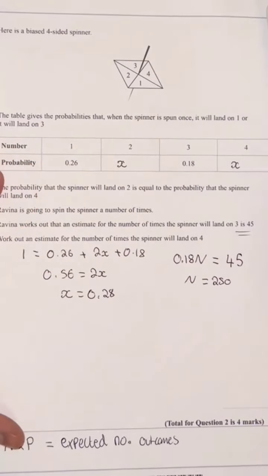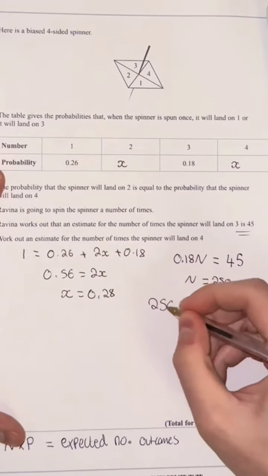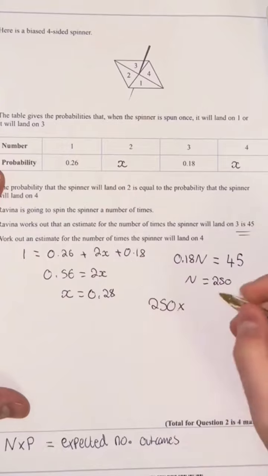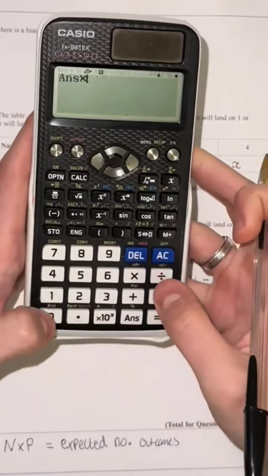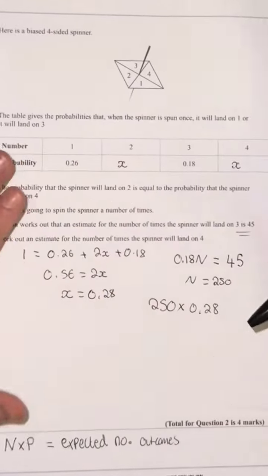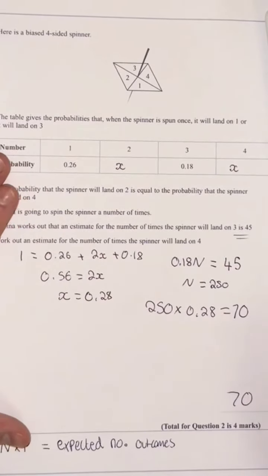So what is the expected number of times we would get a 4? That's just going to be the number of trials, 250, multiplied by the probability, which we worked out to be 0.28. So we take our answer here, 250, multiply this by 0.28, and that will give me 70 as our expected frequency for the number of times the spinner will land on 4.